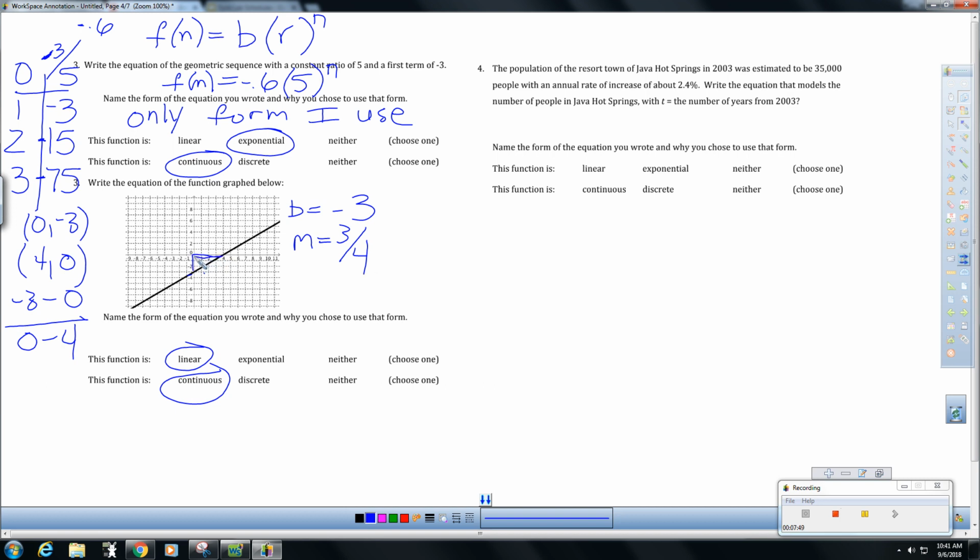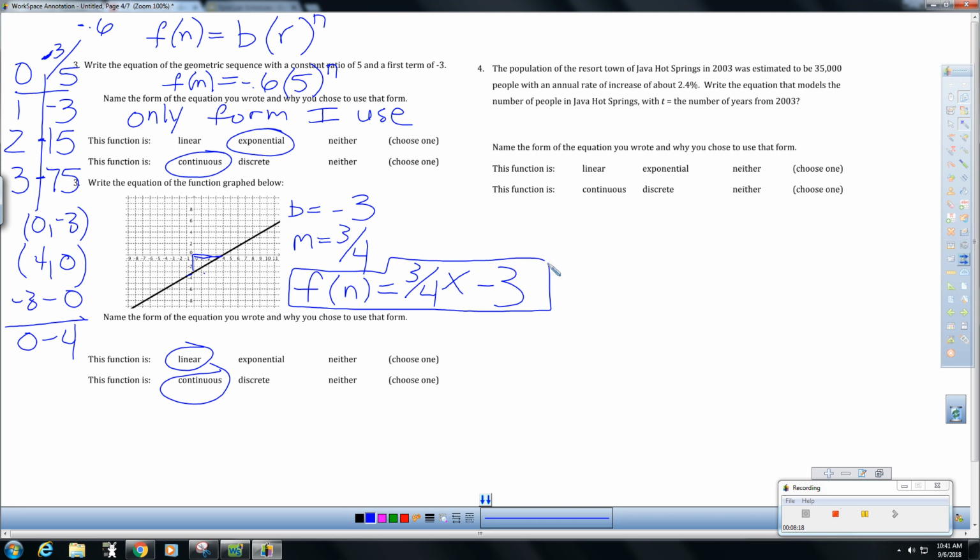Okay? So, what's our equation? Instead of y, I guess we're supposed to use f of n. So, a function of n equals mx plus b, right? So it's positive 3/4. If you had that as 0.75, no problem. X minus 3. Got it? Okay, moving on.